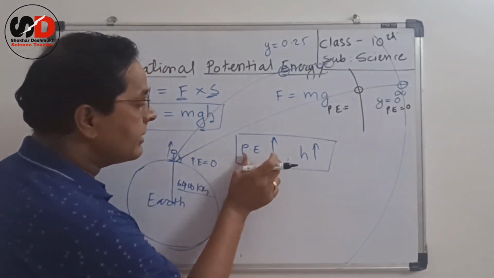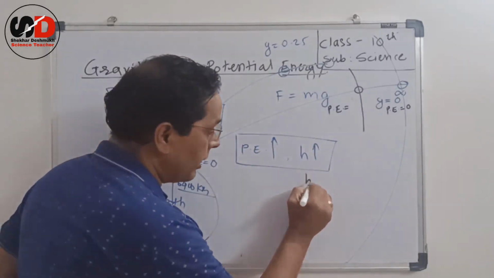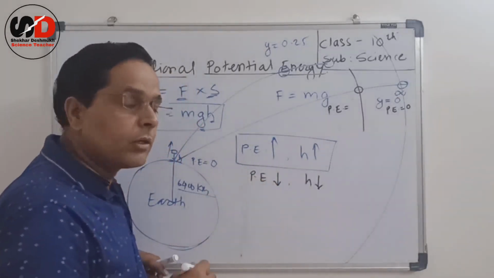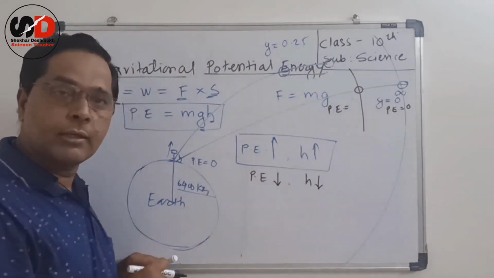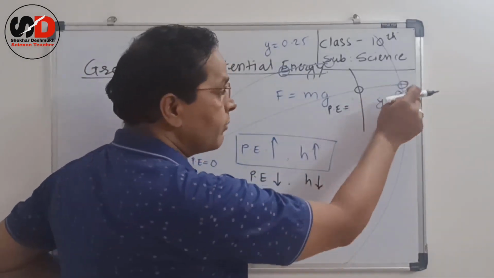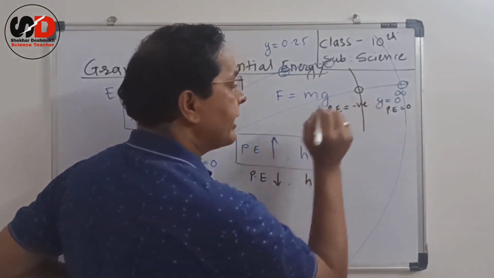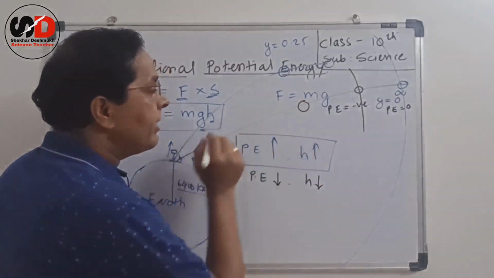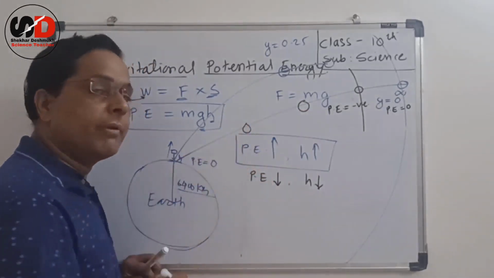Because we know as the height increases, potential energy increases. So, if height decreases, potential energy also decreases. So, here the height is less and therefore the potential energy is less than what it is there. And there the potential energy is 0, and therefore we can say the potential energy is negative here. Again, if we come here, it must be less than that. If we come here, it must be less than that.